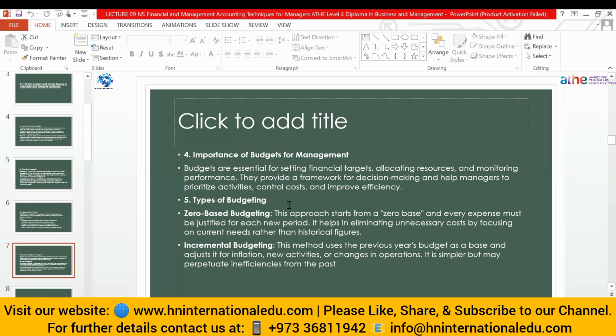Okay. It is simpler but may perpetuate inefficiencies from the past, because obviously we make mistakes in the past, that is, in the last year. Maybe this is the reason we were not able to cope with the profit limit which we decided. So we are going to curb that in the next year. This is how things work in incremental budgeting.